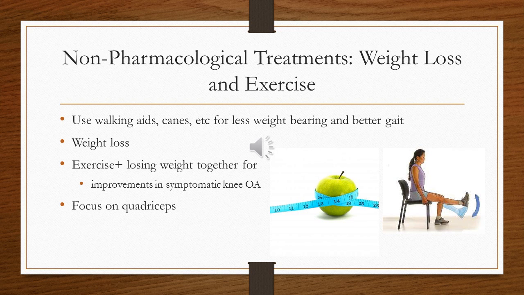Some non-pharmacological treatments include weight loss and exercise. One can use walking aids, canes, and/or lose weight in order for there to be less stress and weight on the joints, and this also improves gait. Exercise plus losing weight together offers the best improvements in preventing symptomatic knee osteoarthritis from manifesting. You should also focus on quadricep exercises.